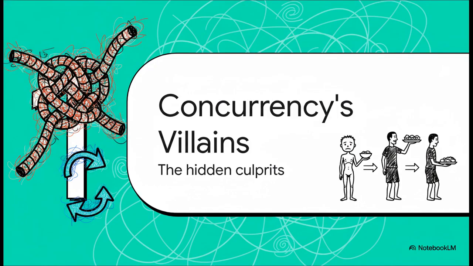Our targets are Deadlock, Livelock, and Starvation. These three are the sneaky culprits that can quietly bring even the most robust multi-threaded application to a grinding halt. Just understanding them is really the first big step to writing code that doesn't break under pressure.